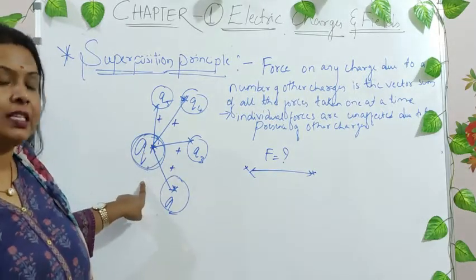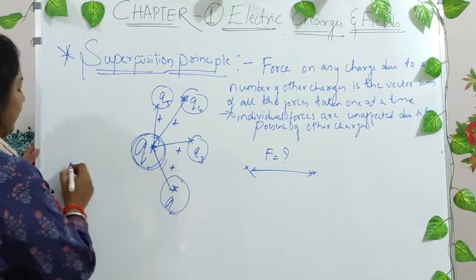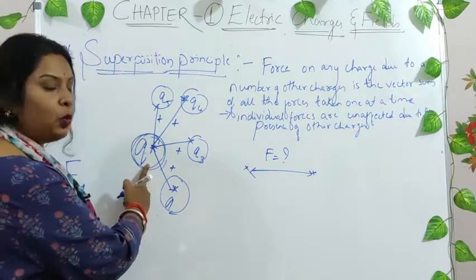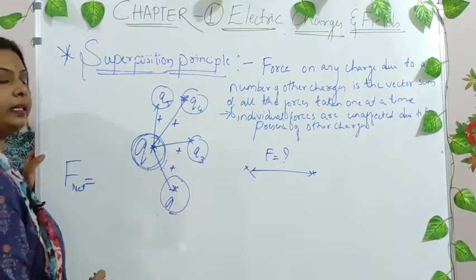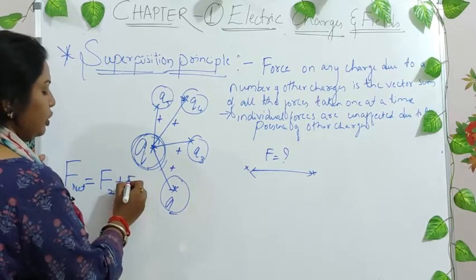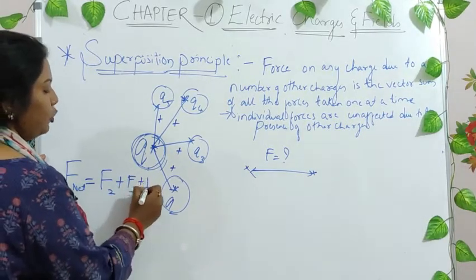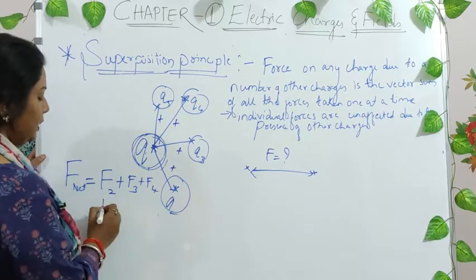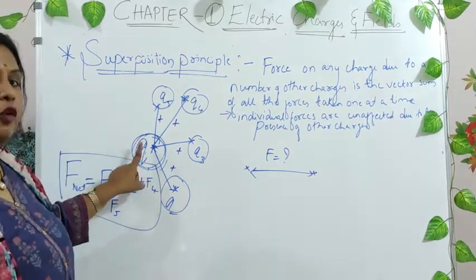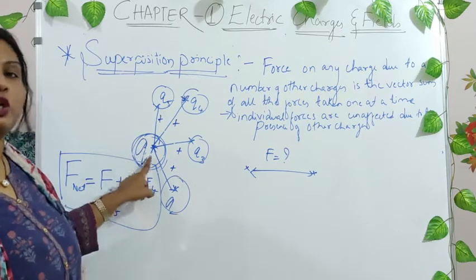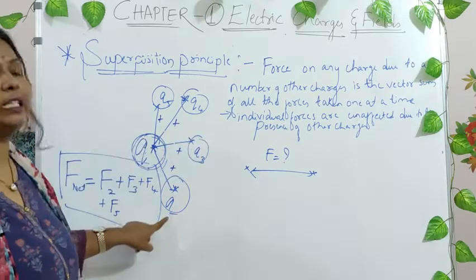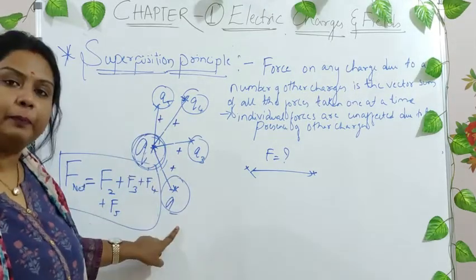to generate a net force on this particular charge Q1. Say, for example, the net force on Q1 will be the force because of 2, plus the force because of 3, plus the force because of 4, and plus the force because of the 5th charge, right? The total force experienced on charge Q1 will be equal to the vector sum of all the forces that are present around it, right?